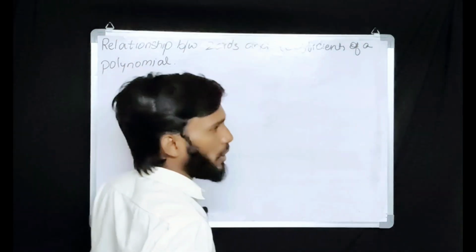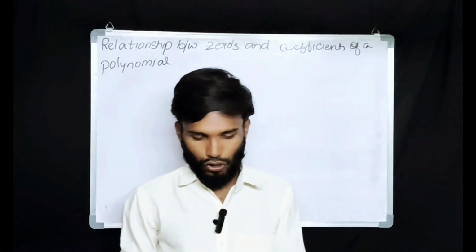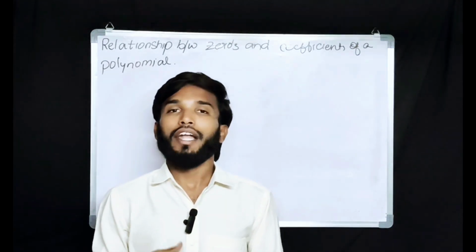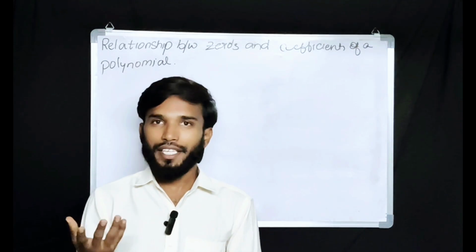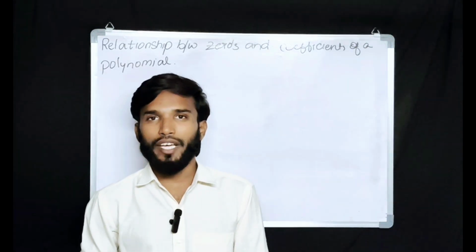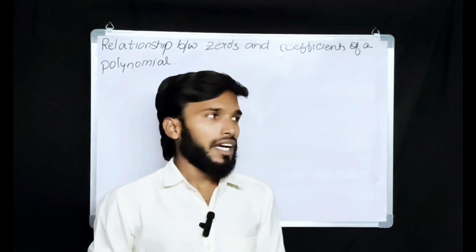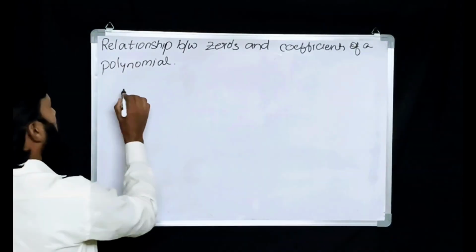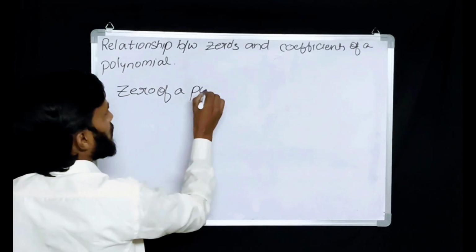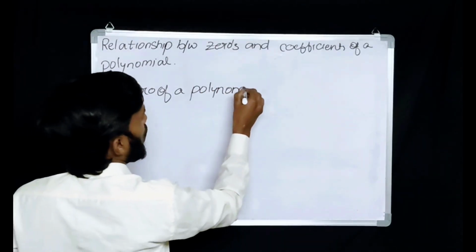As you all know, we learned what the zero of a polynomial is and how to find the zeros of a linear polynomial. And in class 9, we learned how to find the zeros of a quadratic polynomial. First, let us understand what is the zero of a polynomial?